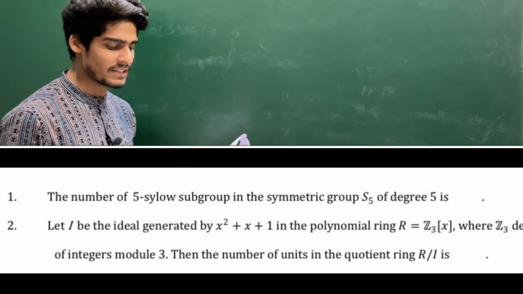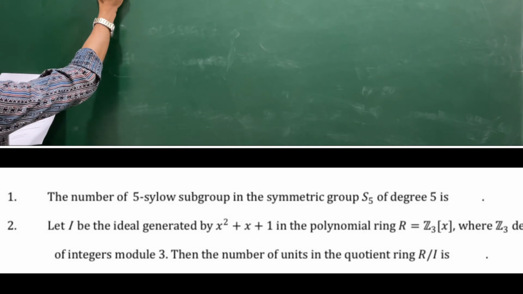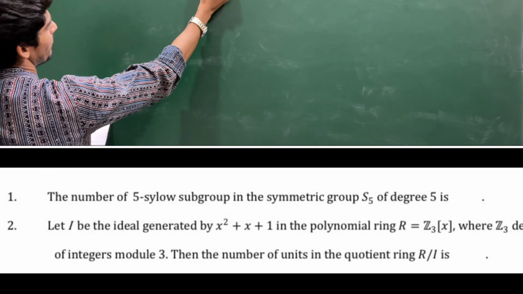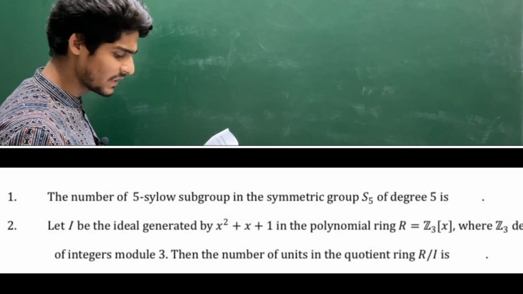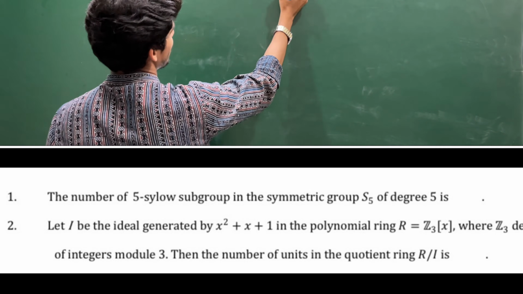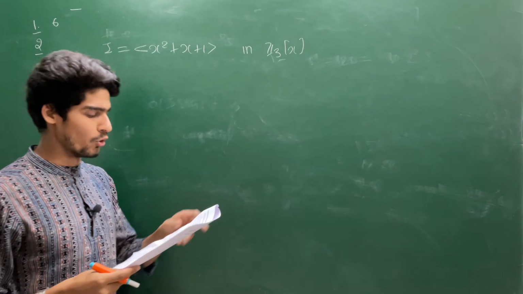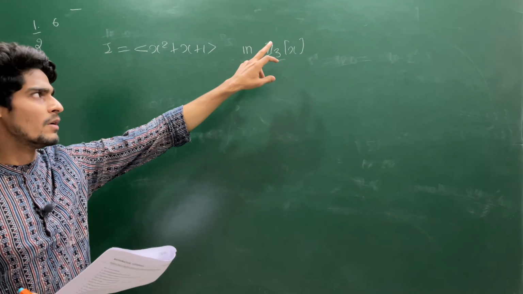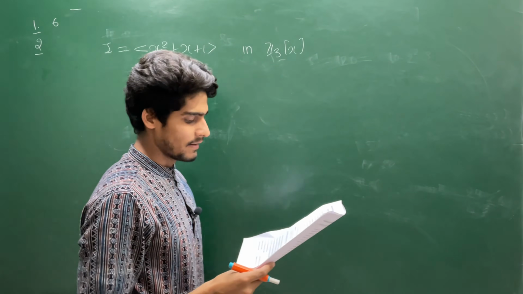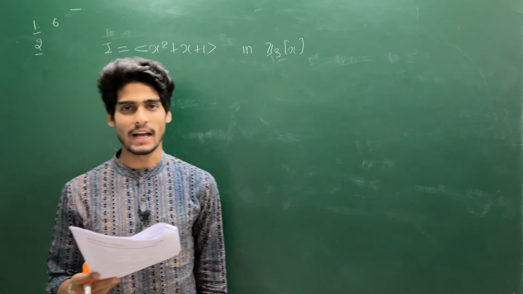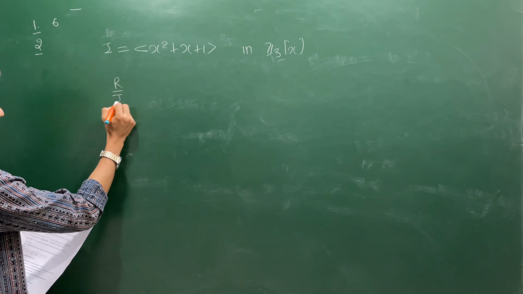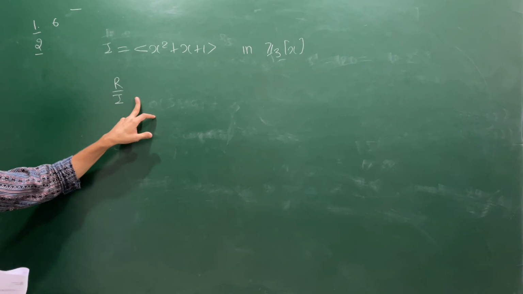Let I be the ideal generated by x square plus x plus 1 in the polynomial ring Z3[x]. You all know what this Z3[x] is, the set of all polynomials over the field Z3. Then the number of units in the quotient ring R by I. So we need to count the number of units in the R by I structure.